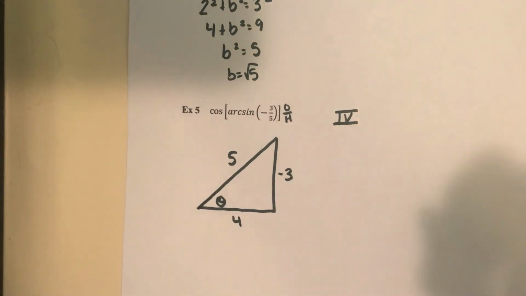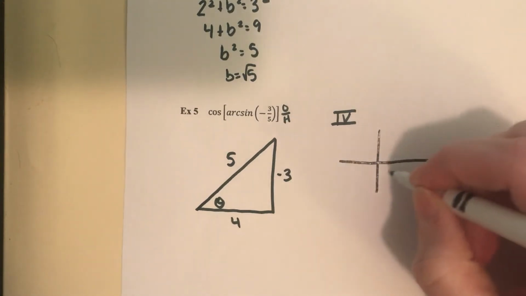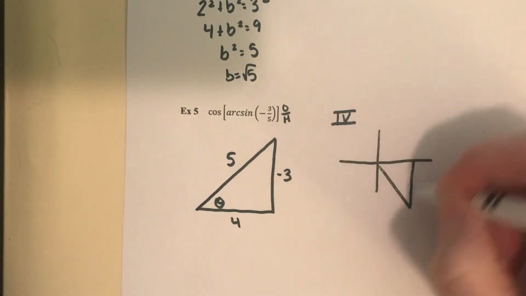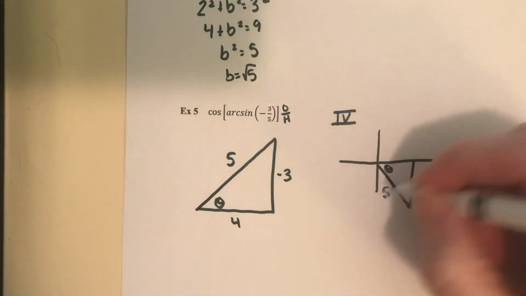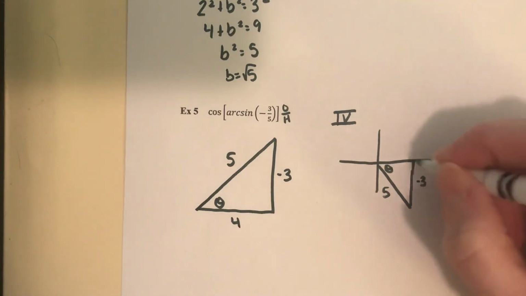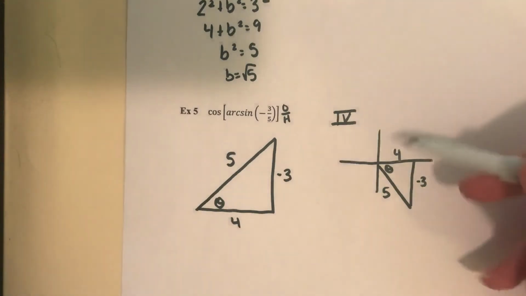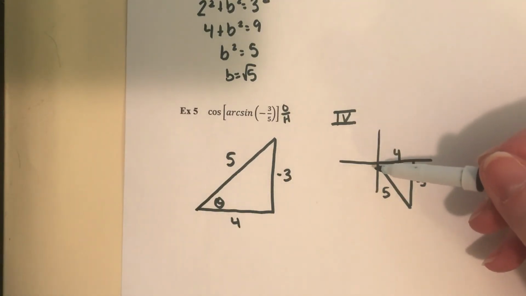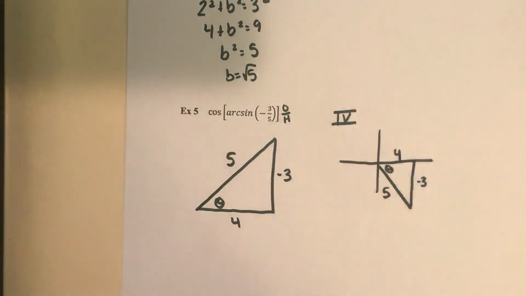So technically, if I want to draw the triangle correctly, it would be in the fourth quadrant. It would look like this. Here's my angle. Hypotenuse is 5. Opposite is -3. And then here's my missing side of 4. So 4 is positive because when we get to the fourth quadrant, we go to the right and then down. So 4 would be positive.